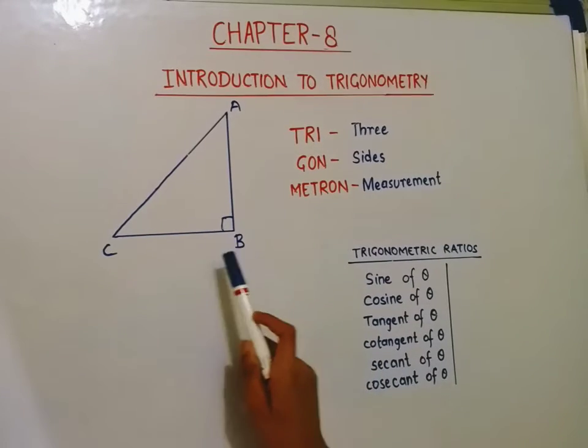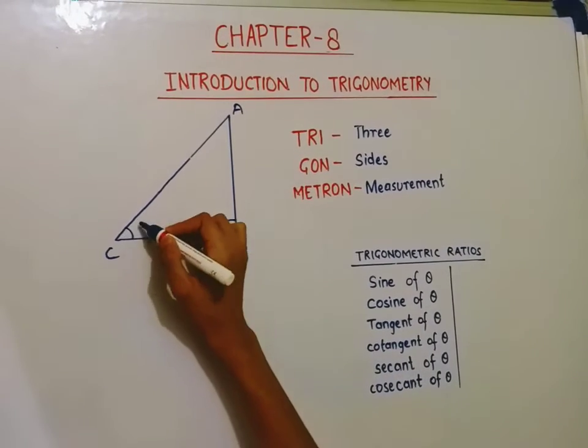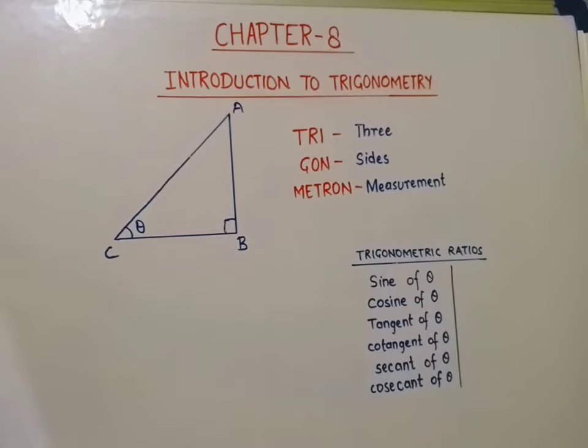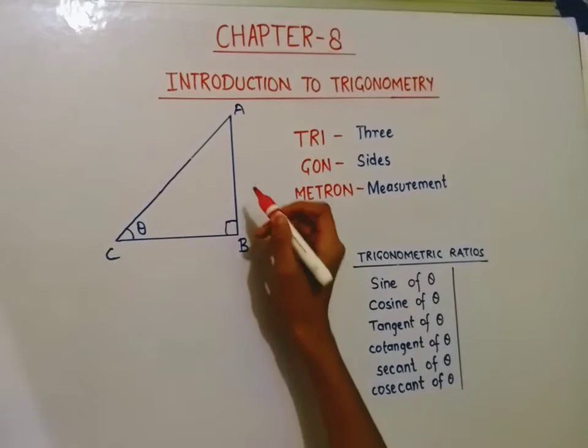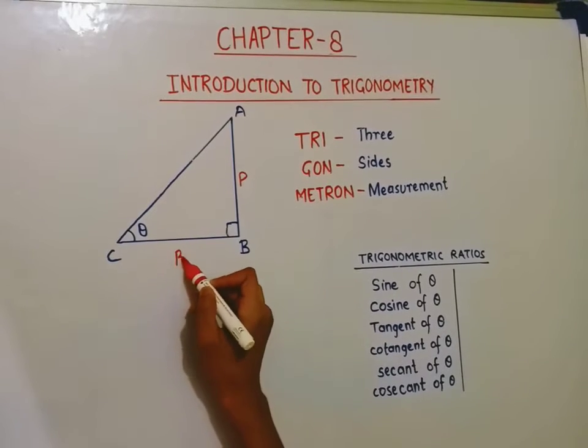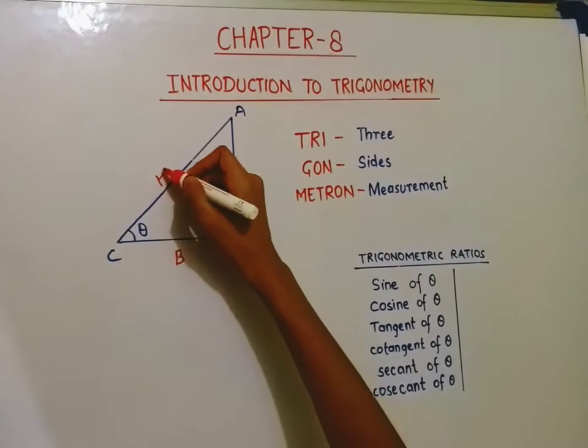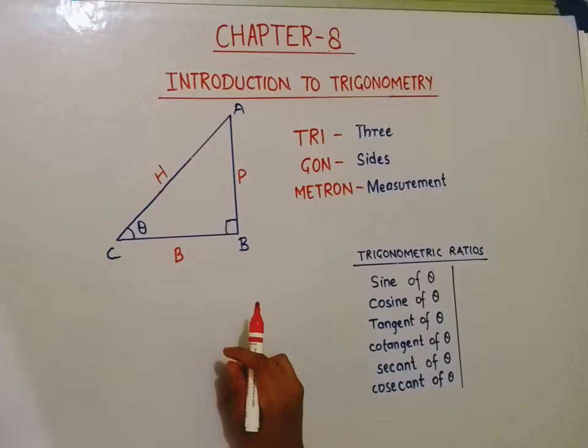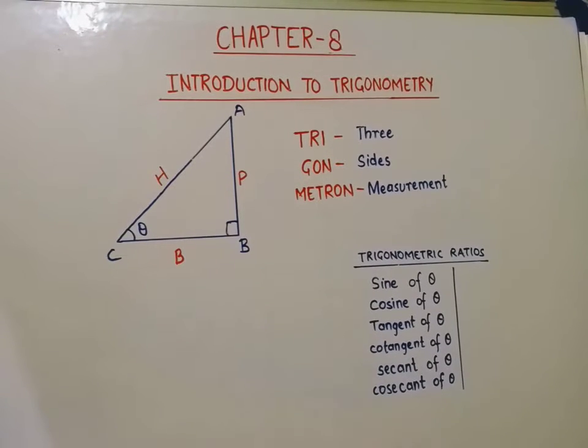Let us take triangle ABC where angle B is 90 degrees and let's say angle C is theta. Now we know that AB is called the perpendicular, BC is called the base and AC is called the hypotenuse. Now we will learn about the trigonometric ratios.